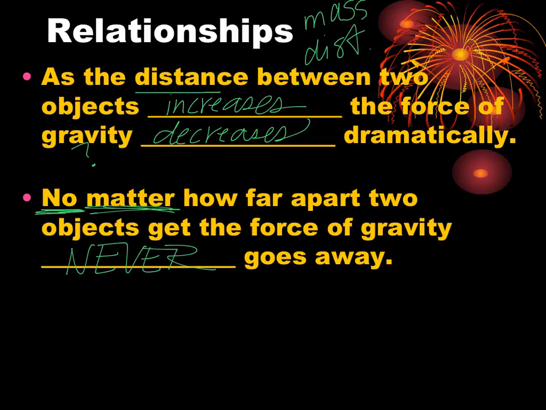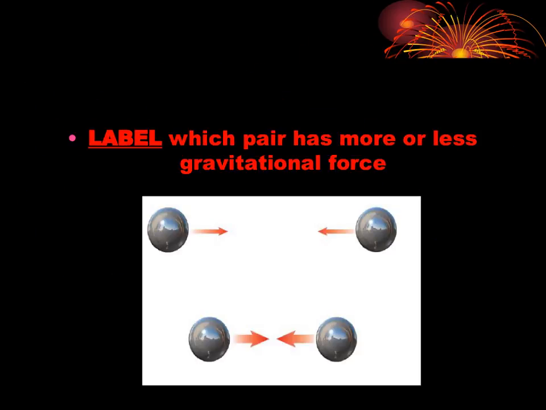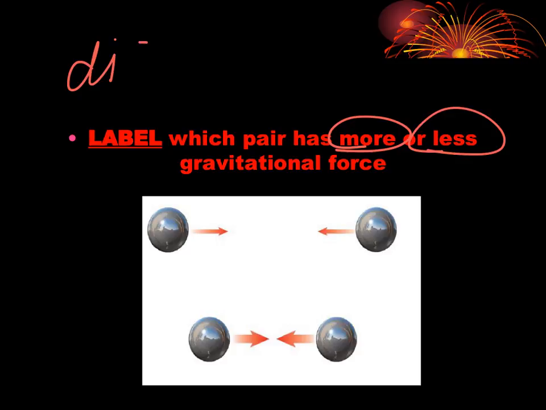So even though I'm looking at planets that are millions of light years apart, they each have a very small gravitational force interacting with the other. So here we have a diagram looking at two scenarios, and we want to figure out which pair has more or less gravitational force. So the first variable that we're investigating here is distance.